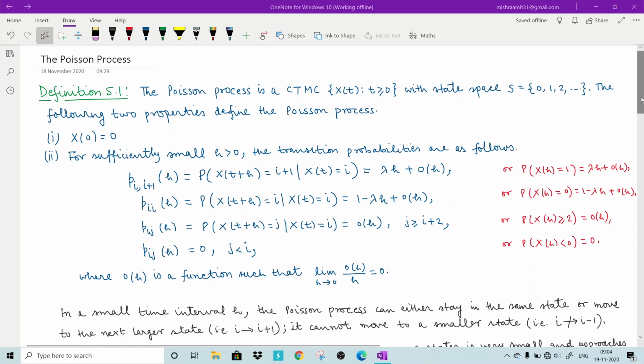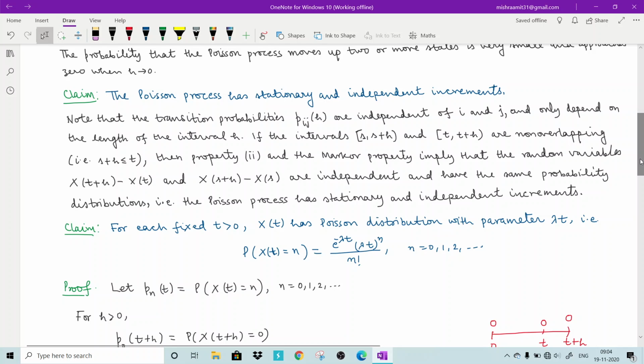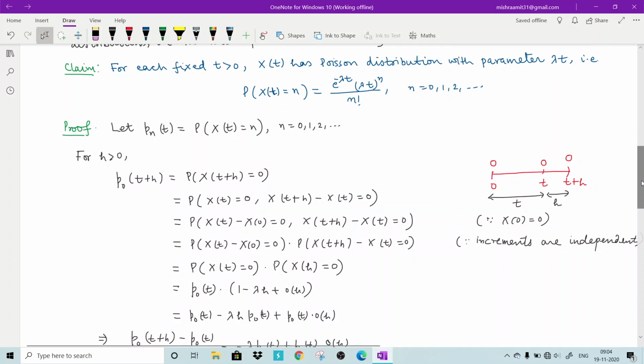So we have seen these things, and I discussed that under these conditions, the Poisson process will have stationary and independent increments. That means increments will be independent and they will have the same distribution. The second claim is that for each fixed t, X(t) will have a Poisson distribution with parameter lambda t, and that is why the name is Poisson process. So probability that X(t) equals n is equal to e to the power minus lambda t, lambda t to the power n divided by factorial n, where n ranges over 0, 1, 2, and so on. I have shown the proof of this for n equal to 0.